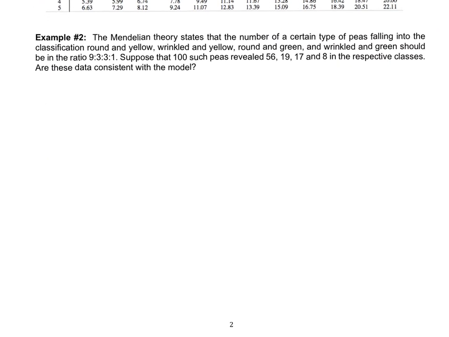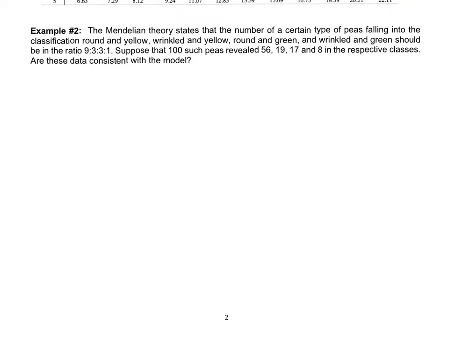Okay, here is the full phantoms that we are going to do. Mendel's theory states that the number of a certain type of peas falling into the classification round and yellow, wrinkled and yellow, round and green, and wrinkled and green should be in the ratio of 9 to 3 to 3 to 1. Suppose that 100 such peas revealed 56, 19, 17, and 8 in their respective classes. Are the data consistent with the model?